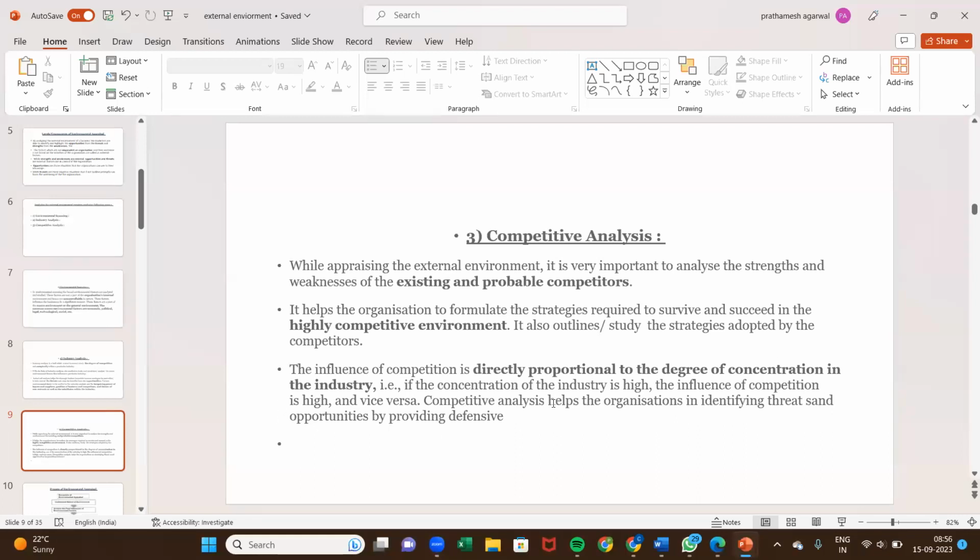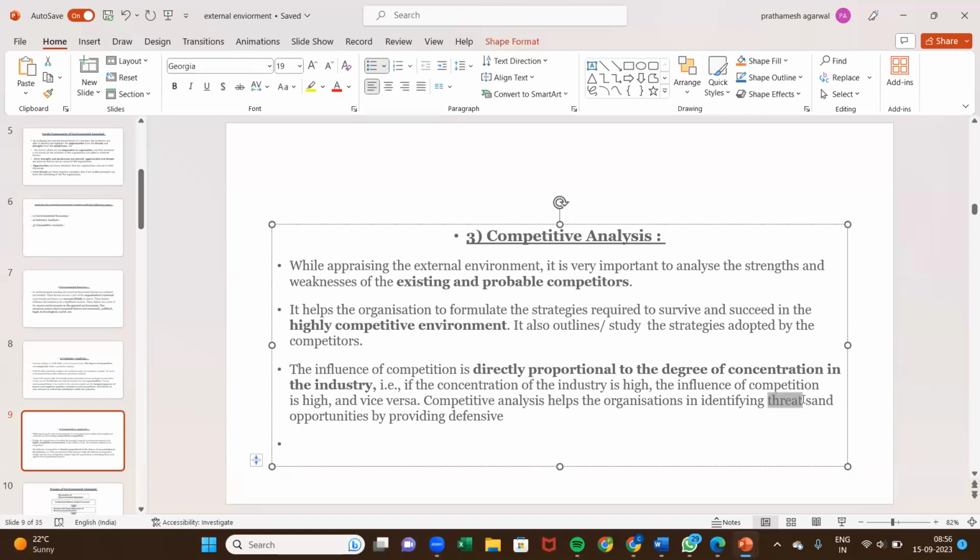Competitive analysis will help the organization here to identify threats and opportunities. Now, every analysis is working differently, some are working on threats and opportunities, some analyses work on strengths and weaknesses. So this is called competitive analysis.